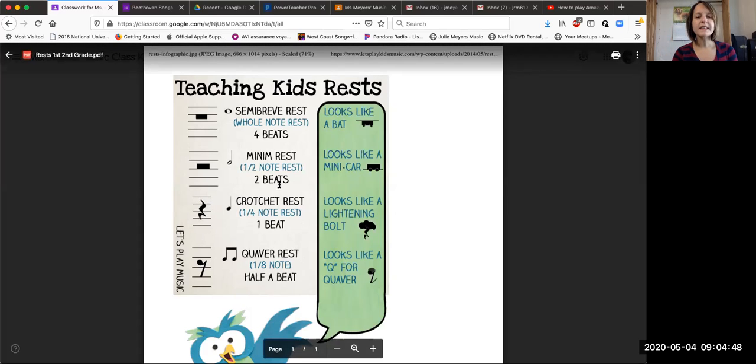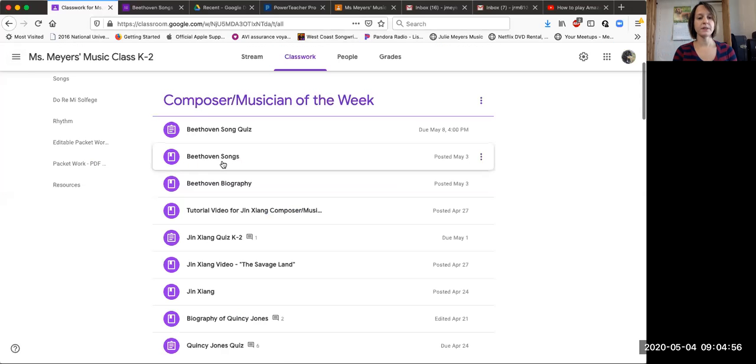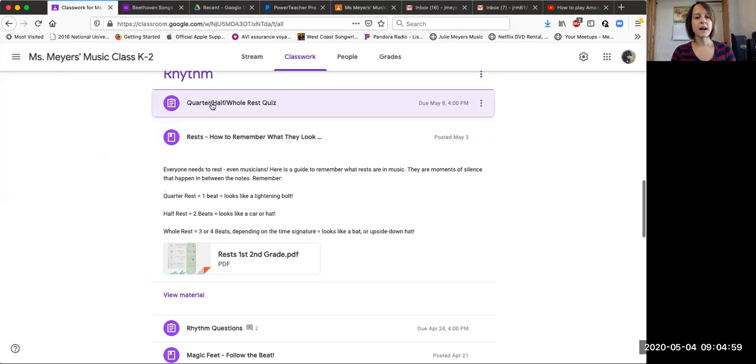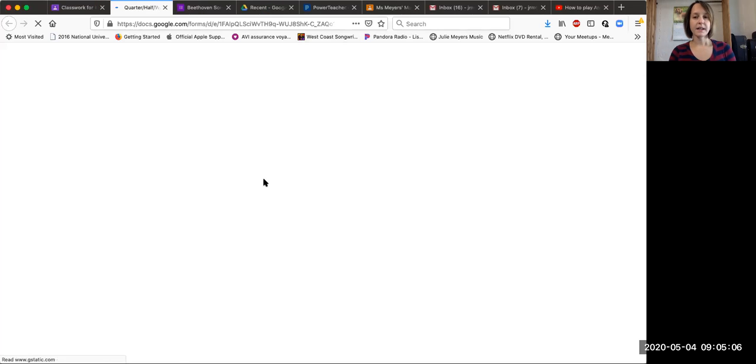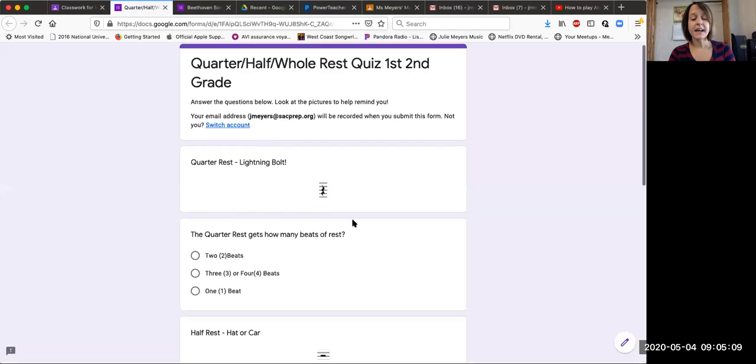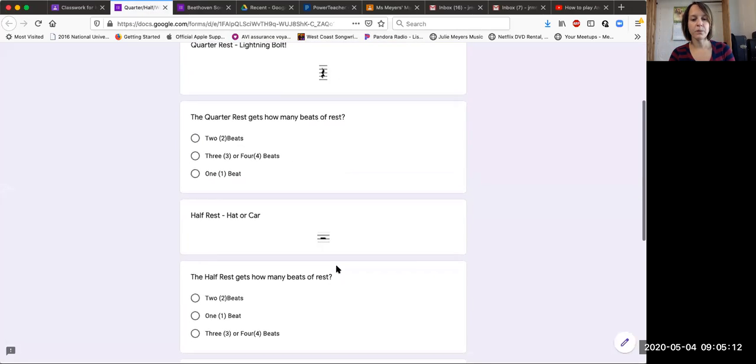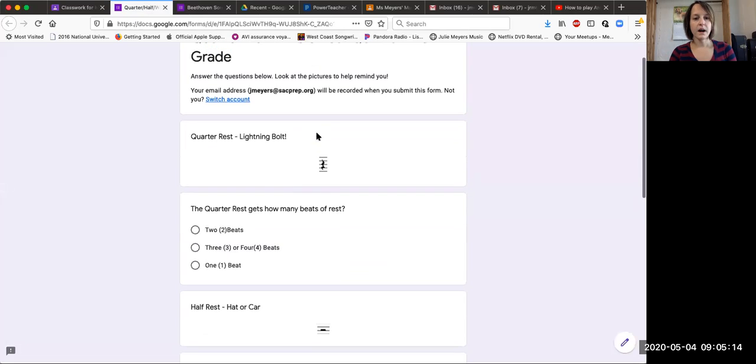Okay, so after you look at this and you go through this, and again, don't worry about the eighth note because we're not gonna learn that yet. After you go through this picture, then what I want you to do is I want you to come here and click on your quarter, half, whole rest quiz. So I see that 2 of you already turned it in. Click on it, and then you could see I actually put pictures of what they were before I even made this quiz. And then you're just gonna click and tell me how many beats of rest each one gets. So a quarter note, does it get 2, 3, or 4, or 1?